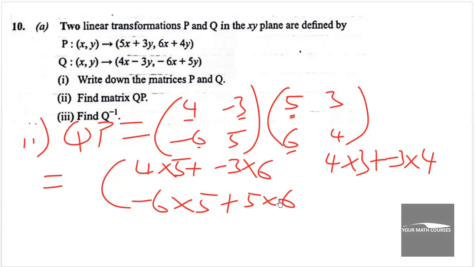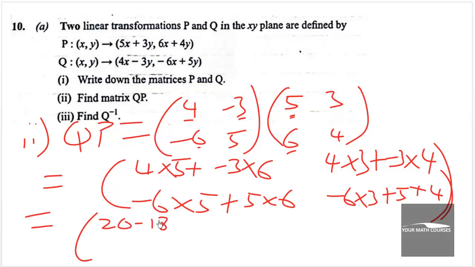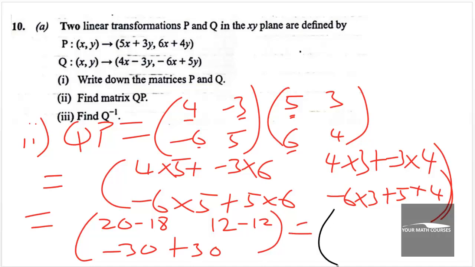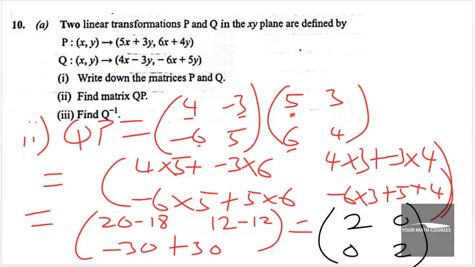Then we have -6 times 3 plus 5 times 4. So we need to simplify this, and this will give us 20 minus 18, then 12 minus 12 here, then -30, since 6 times 5 is 30, plus 30, and this will simplify to [2, 0; 0, 2]. So that is the value of matrix QP.